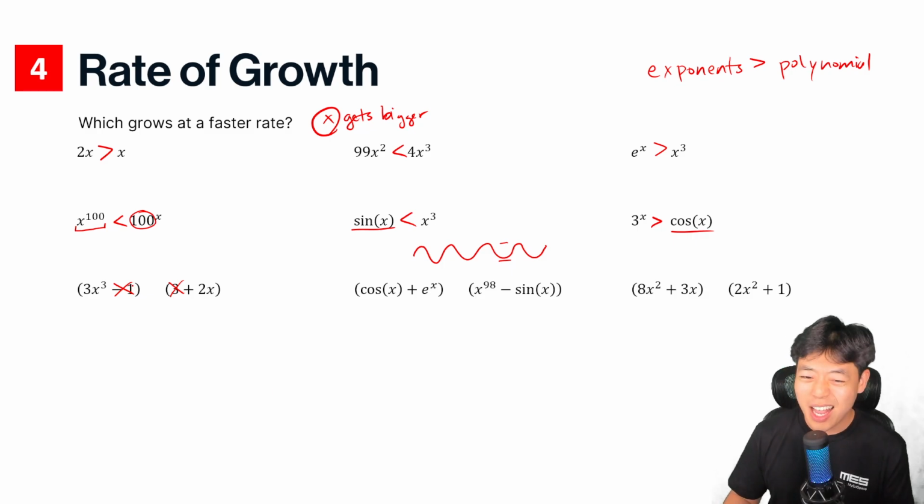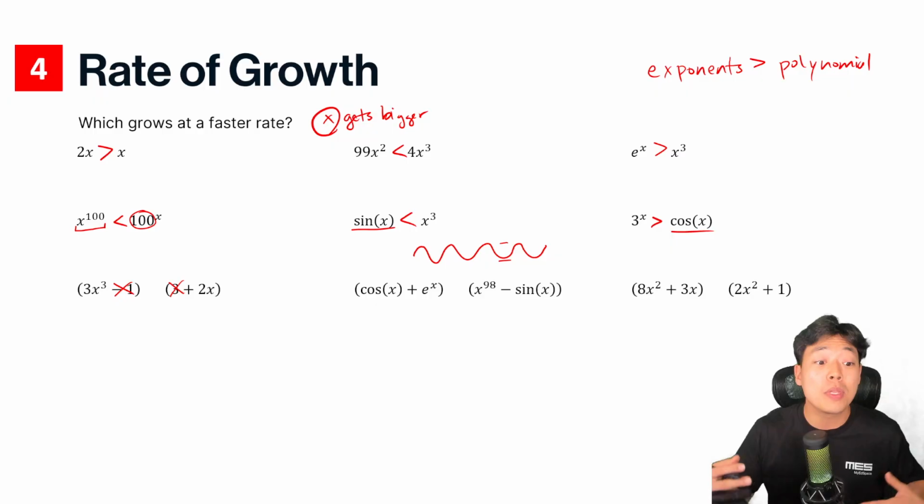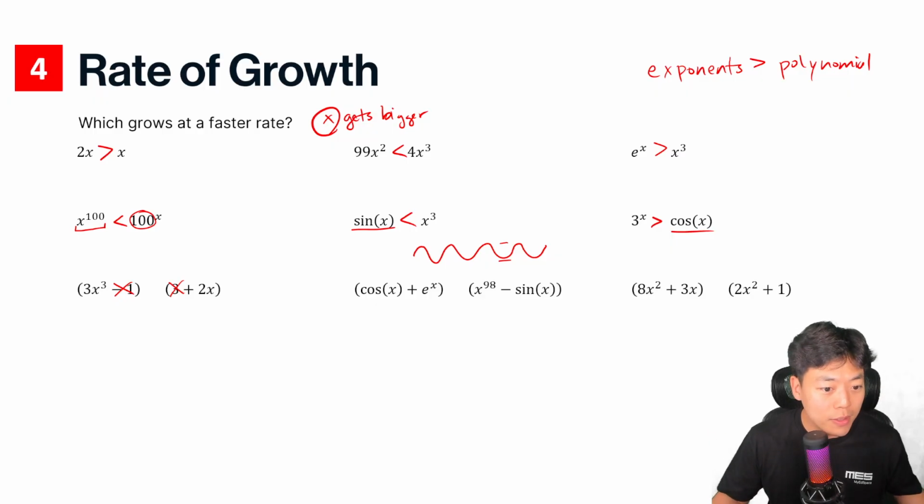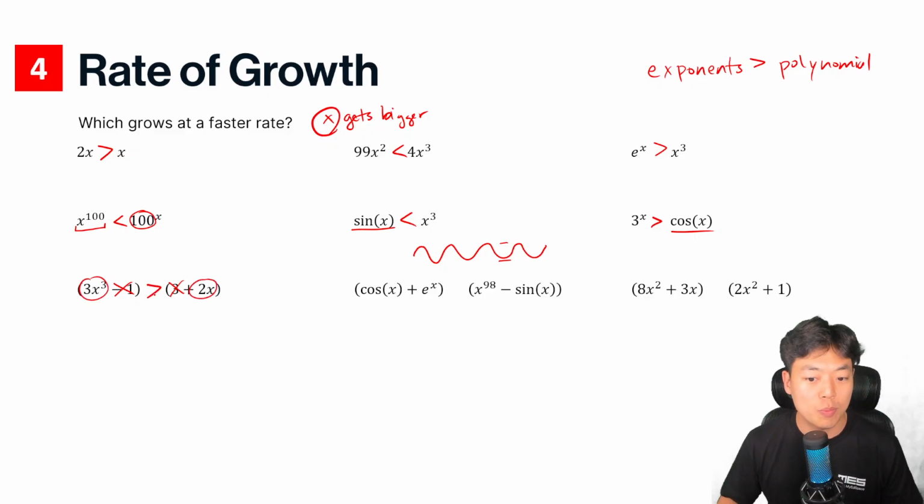999,999. Did that really make a difference to that million? No, right? And as the numbers get even bigger, this negative 1 and 3 won't even matter. So we are only dealing with the superiorly growing terms here. So 3x cubed and 2x, there's no question, 3x cubed grows faster.